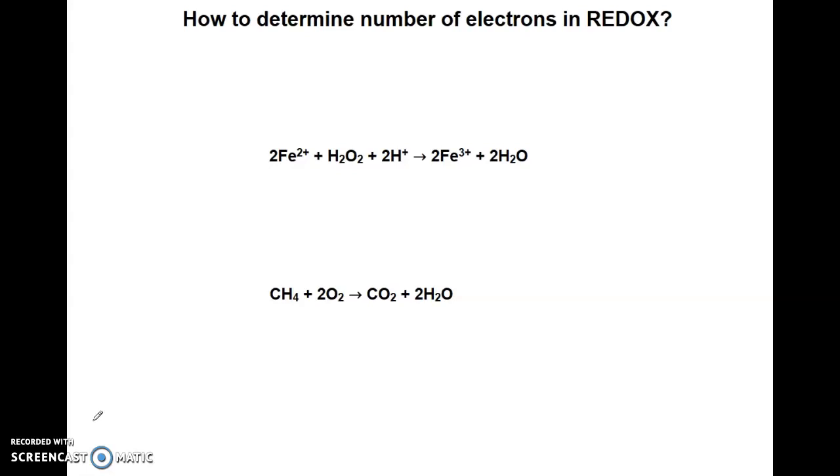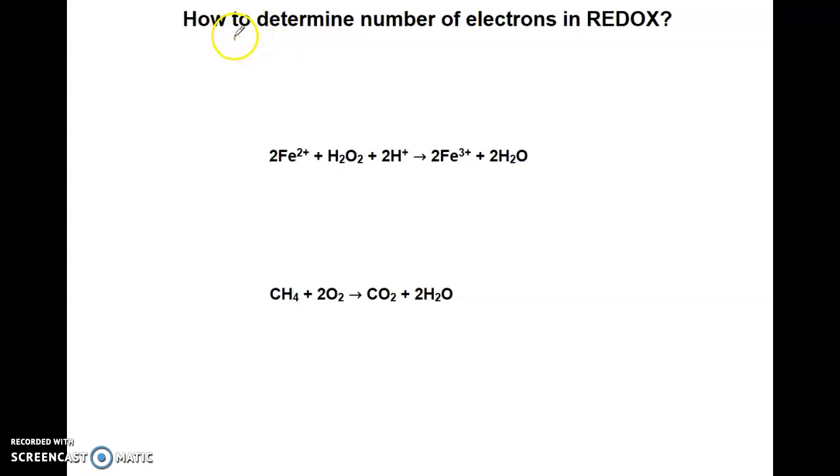Let's talk about how to determine the number of electrons that have been gained or lost in a redox reaction. And this might be because you're trying to write half reactions. It might be because you're just trying to answer a question about how many total electrons this particular one gained or lost. So let's talk about how we would do that, and then we'll look at a couple different examples.